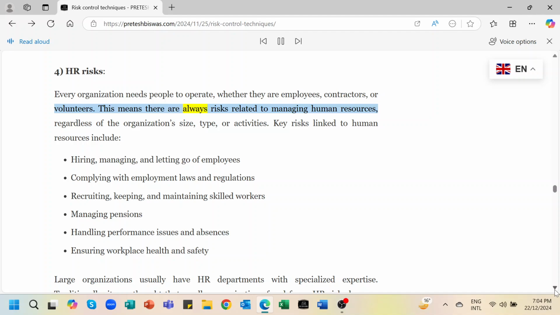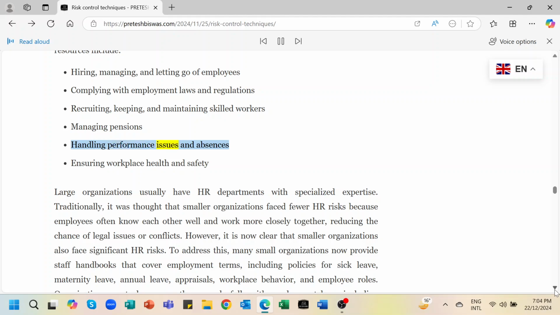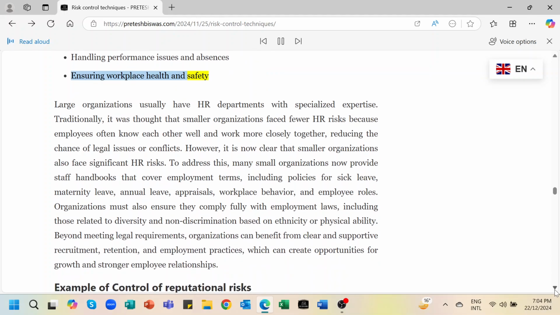This means there are always risks related to managing human resources, regardless of the organization's size, type, or activities. Key risks linked to human resources include hiring, managing, and letting go of employees, complying with employment laws and regulations, recruiting, keeping, and maintaining skilled workers, managing pensions, handling performance issues and absences, ensuring workplace health and safety.